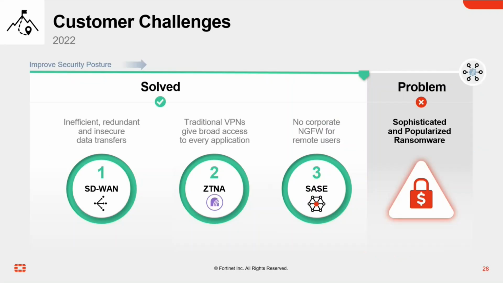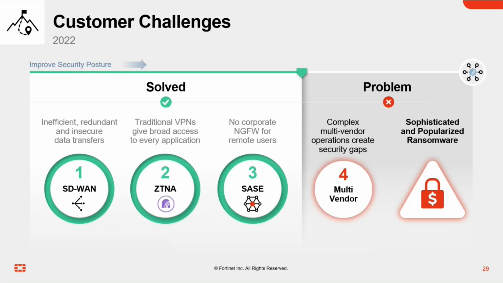So the challenges to address: the secure SD-WAN and SD-branch component, the zero trust network access component has now been addressed, and the SASE component for those work from anywhere users has now been addressed with FortiSASE. But finally, there's still one problem to be addressed. So how do we address that? There's 2 ways to address this.